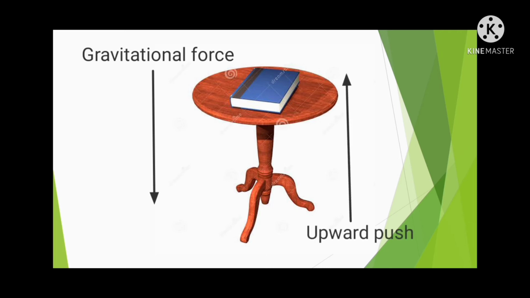Both these forces are equal in magnitude and opposite in direction, and so the book is balanced and Newton's third law of motion is satisfied here. In this example, we can see that the forces, action and reaction, are equal in magnitude and opposite in direction, which are the conditions of Newton's third law of motion.